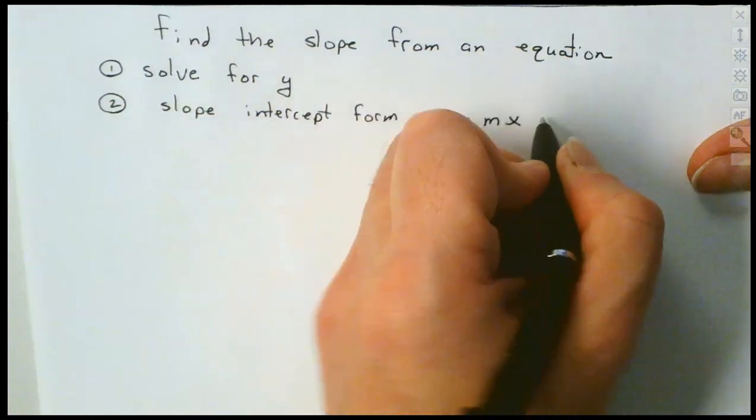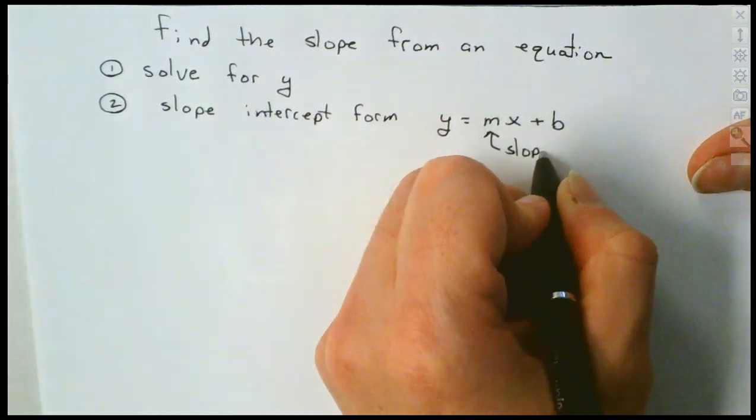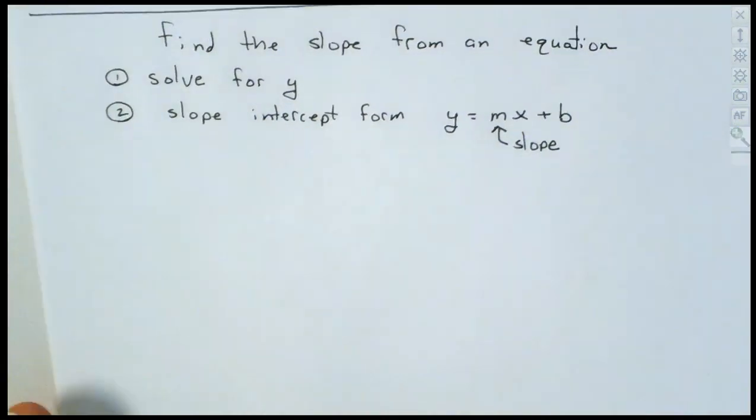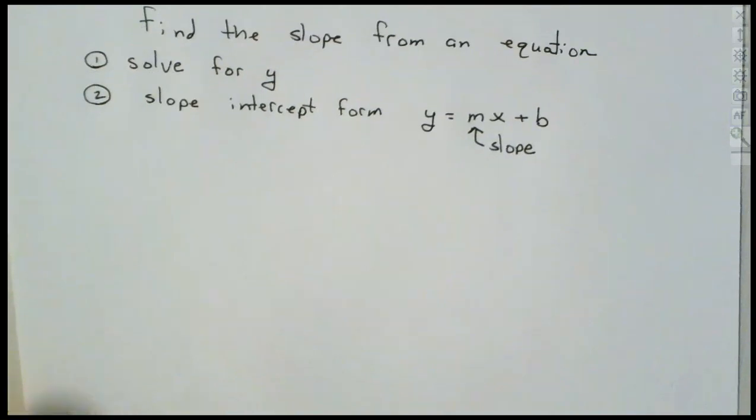And that's y equals mx plus b. And then that m right there is your slope. So we have an equation, and we want to find the slope of that equation. We solve that equation for y. Once we've solved it for y, then the number in front of the x becomes your slope. So you have to solve it for y first. Then, once you've done that, the number in front of the x is your slope.